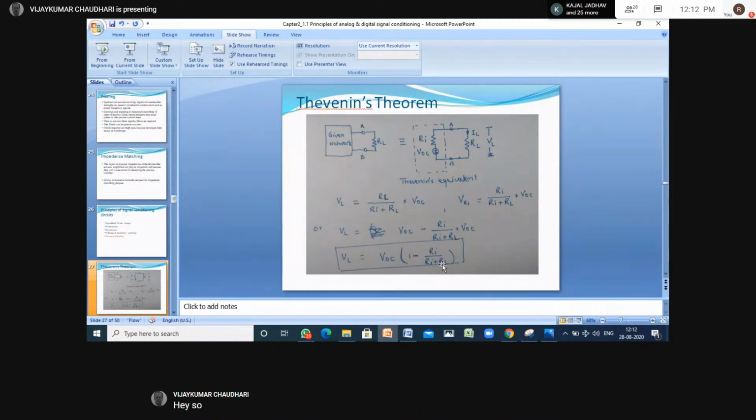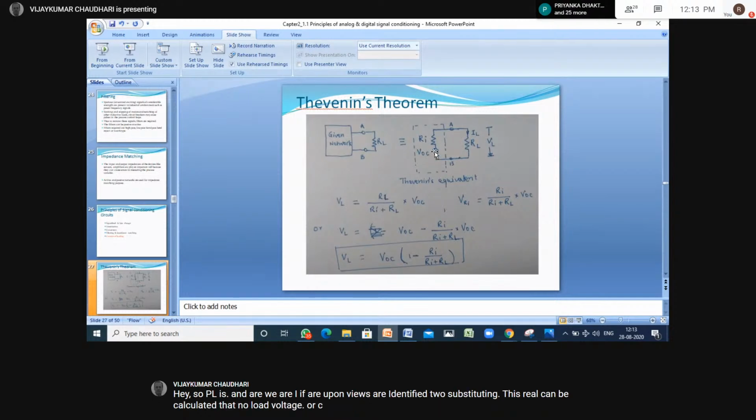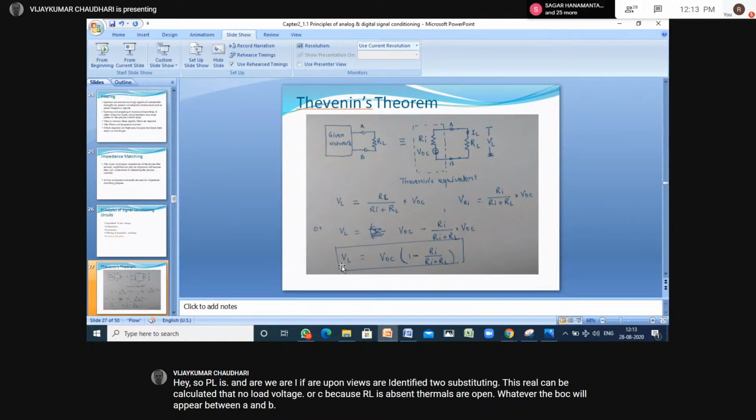So this should be understood. In Thevenin's theorem, we are finding the output voltage. In case of no load, the output voltage will be equal to the source voltage VOC. In case of load connected to the circuit, the output voltage will be less than VOC, reduced by the factor RI upon RI plus RL into VOC. This much should be subtracted from VOC, and then we will get VL. Of course, VL will be less than VOC always, and this drop will depend upon the relative values of RI and RL.